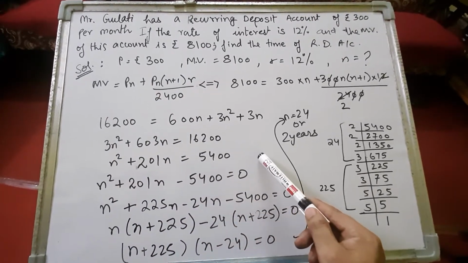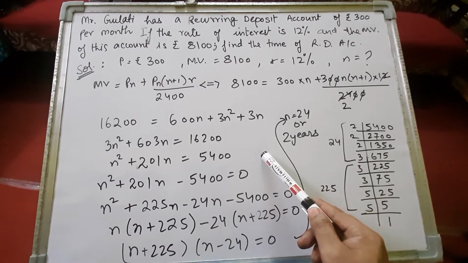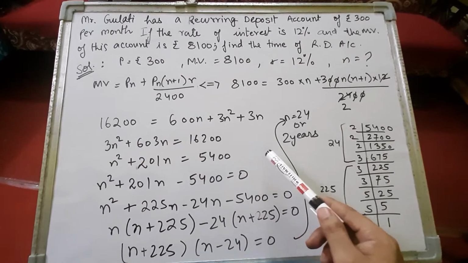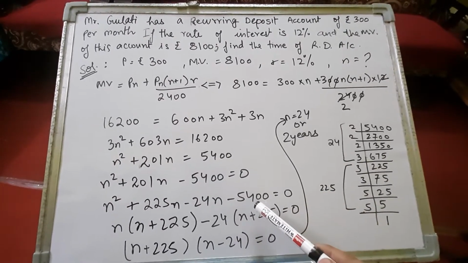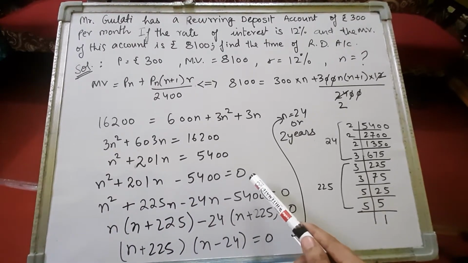What will it become? n square plus 201n equals 5400. Now transfer this 5400 to that side. When you do that, it will become minus 5400. So it will be n square plus 201n minus 5400 equals 0.